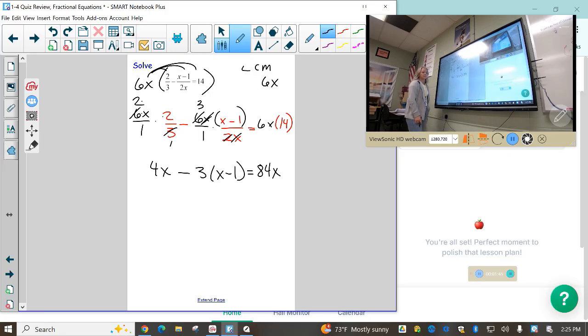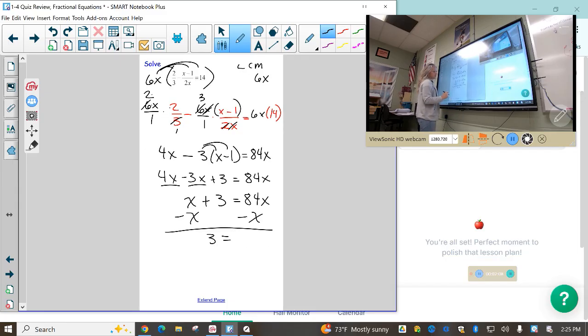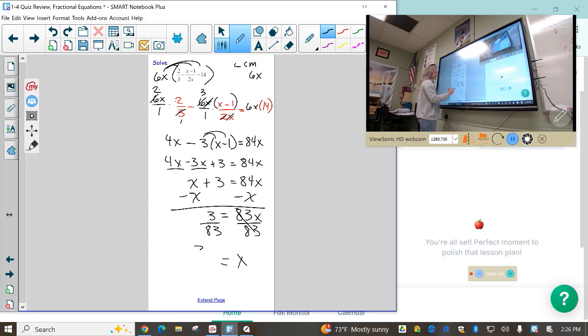And then once we get to this point, now we're just solving. So I'm going to distribute, so I have 4x minus 3x plus 3 equals 84x. Combine like terms, 4x minus 3x is x, plus 3 equals 84x. Subtract x, and then divide by 83. So subtract x. So I have 3 equals 83x, divided by 83. And you just have a fraction solution. X equals 3 over 83.